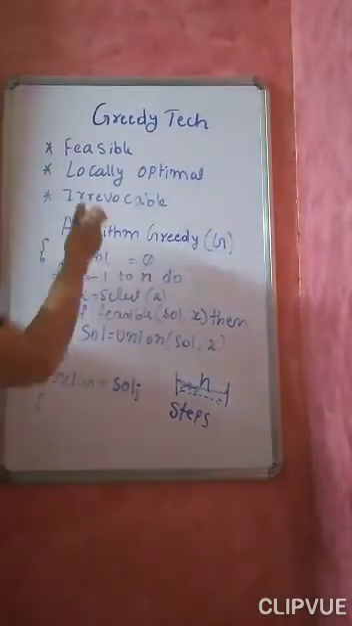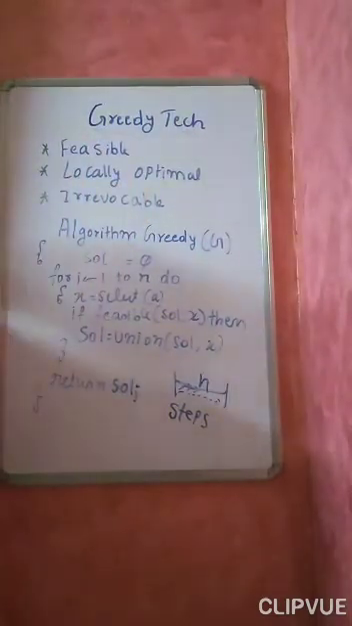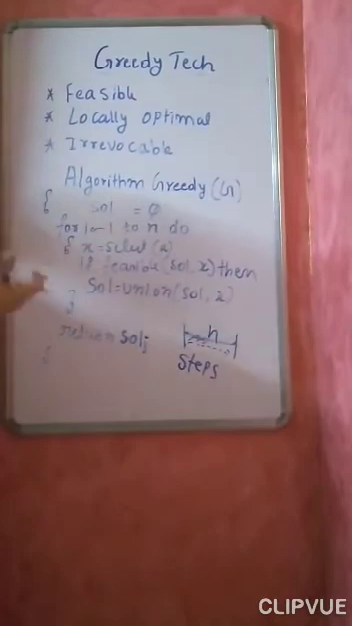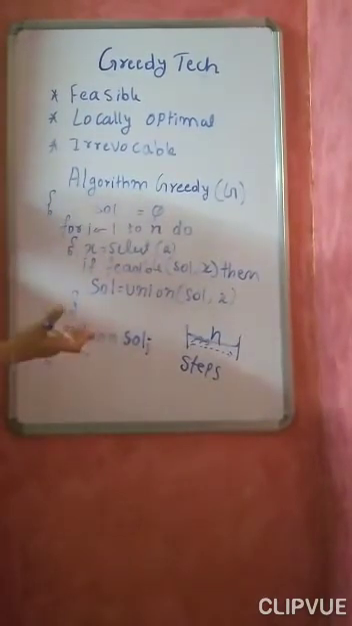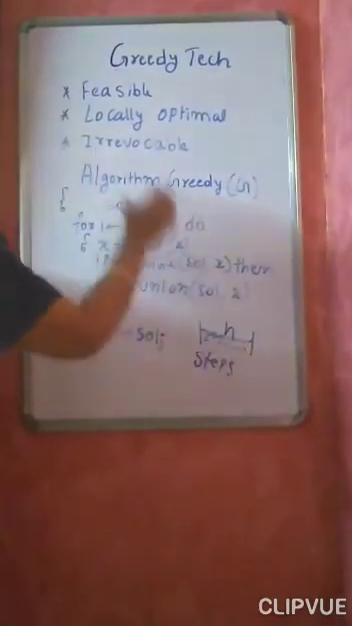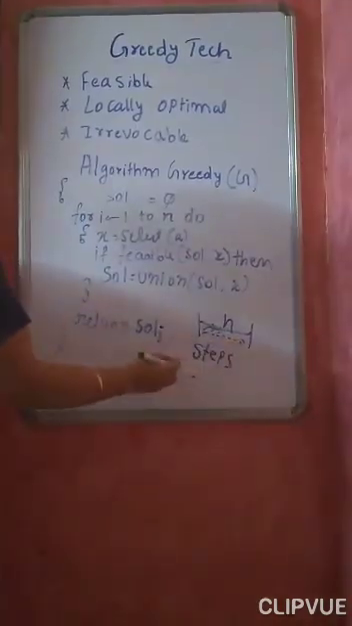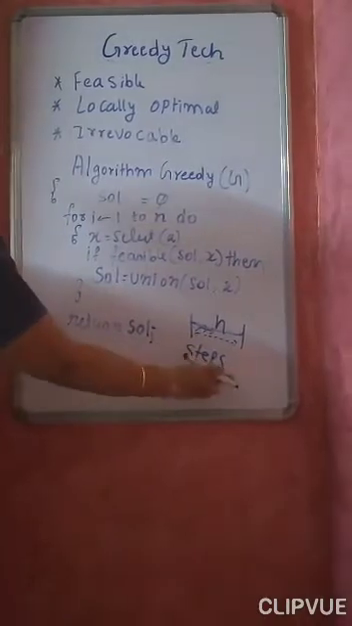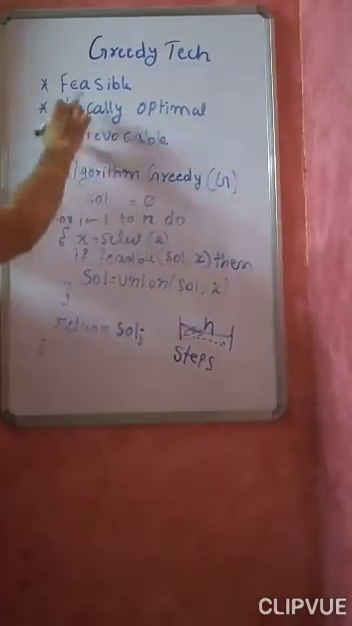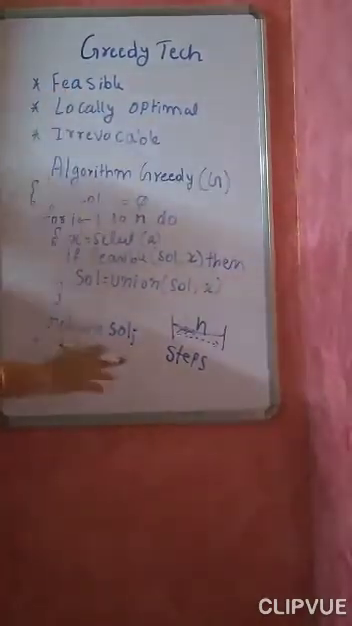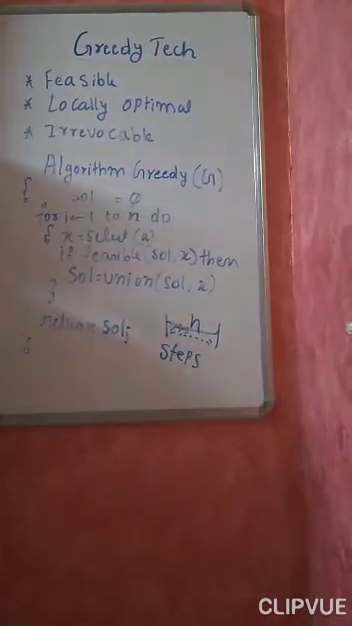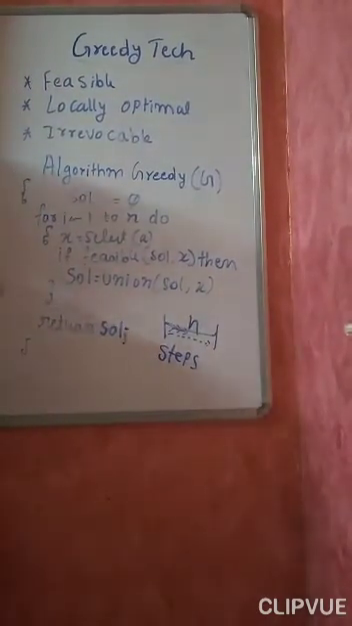As the name indicates, the greedy technique is greedy. That means in each iteration, it will try to find the optimal solution for a given problem. As I told you, the greedy technique solves the given problem through a sequence of steps, and in each step, whatever solution it is trying to find should be feasible. Already all of you know what a feasible solution is.